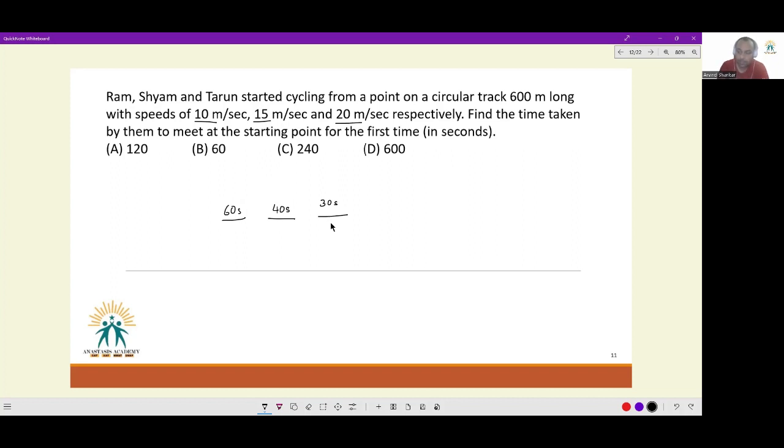Now, when are they going to be at the starting point? At a common multiple of these. The LCM of these three numbers is 120. So the time taken by them to meet at the starting point for the first time is going to be 120 seconds, or option A.